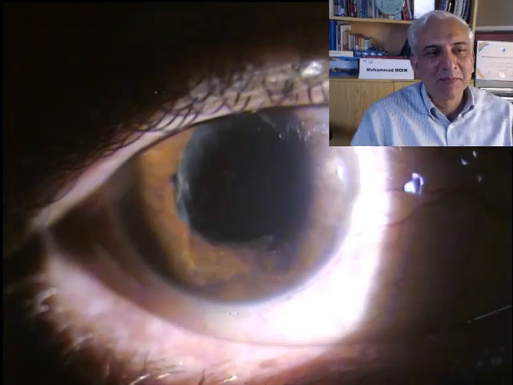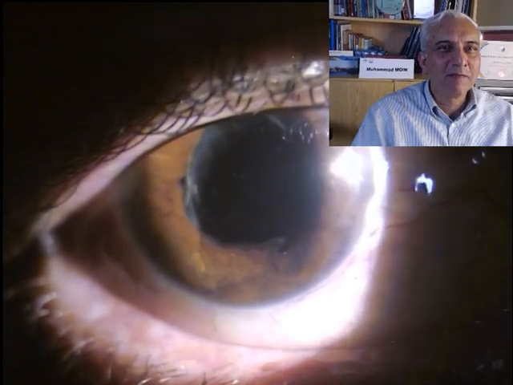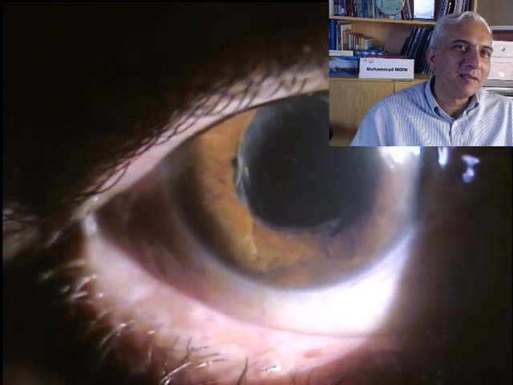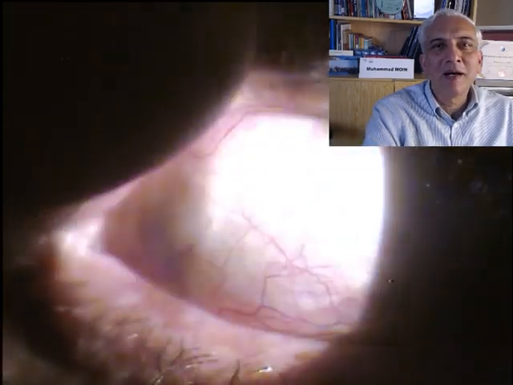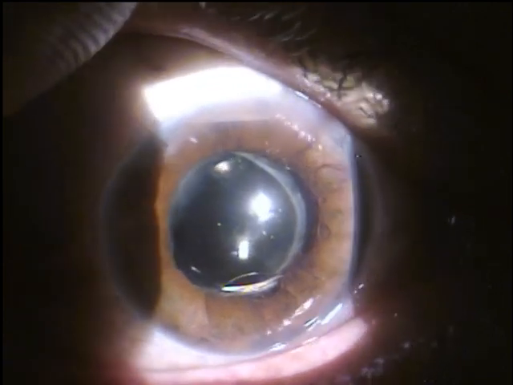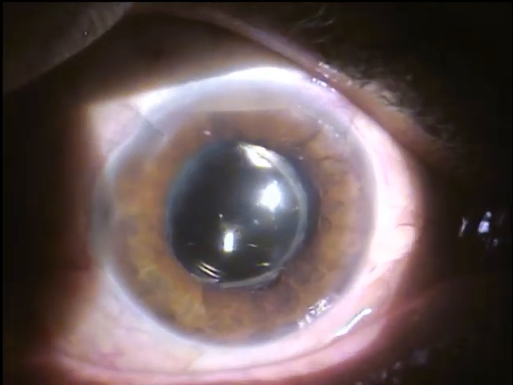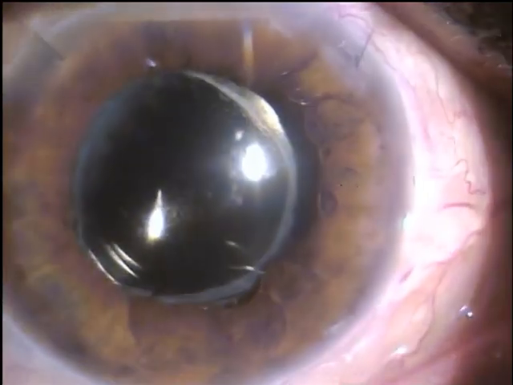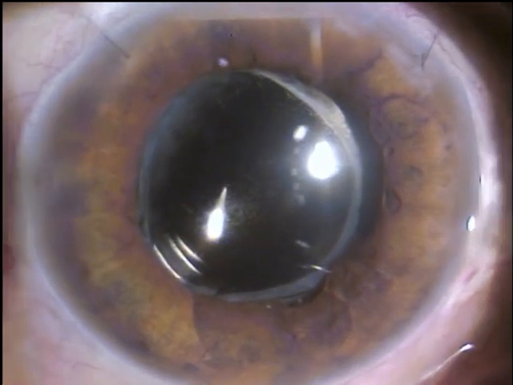Today, I'm Muhammad Moin. I'm going to show you a very interesting case. As you can see, this is a patient who has iris bombé due to formation of posterior synechiae, and he's got a seclusio pupillae, and he is pseudophakic, and you can see two sutures on the side.